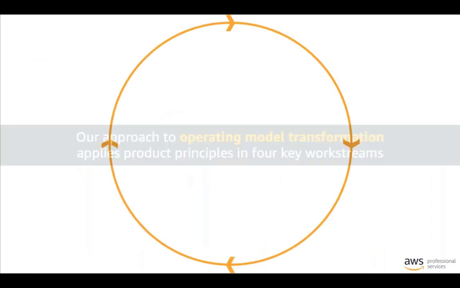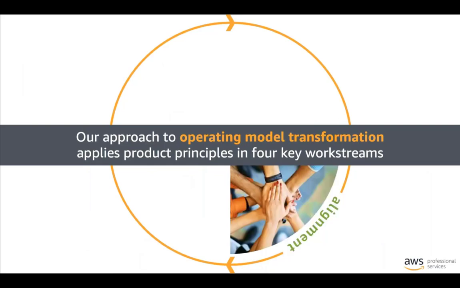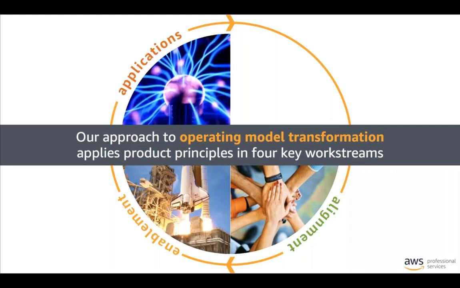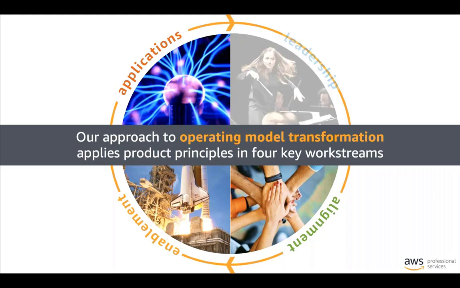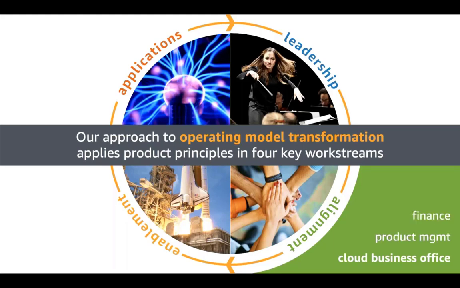Our approach to operating model transformation applies these product principles in 4 key work streams. Alignment between internal customers looking to consume cloud services and the teams that enable them to do so. Enablement in the form of self-service cloud platform products to enable internal customers to adopt cloud more easily. Applications that are customer obsessed, built in collaboration between the business and IT. Leadership to align, champion, drive, and sustain change within the organization. Each of these work streams builds and enables new organizational capability within your business.